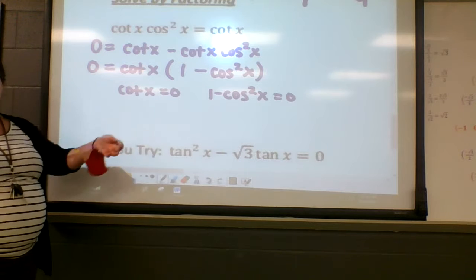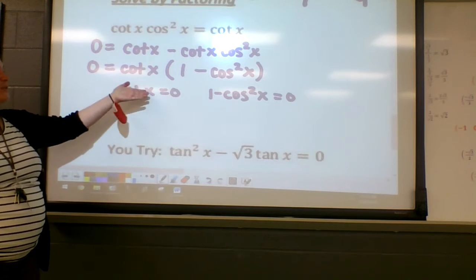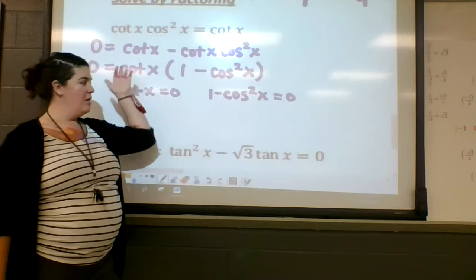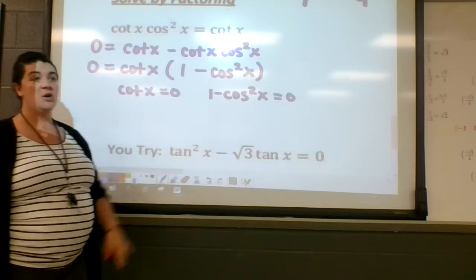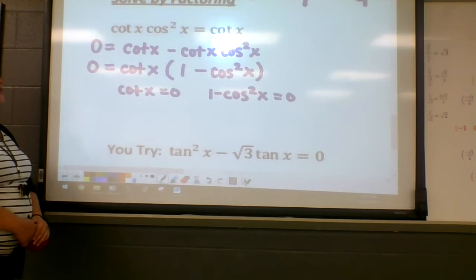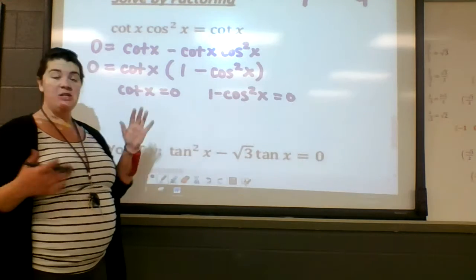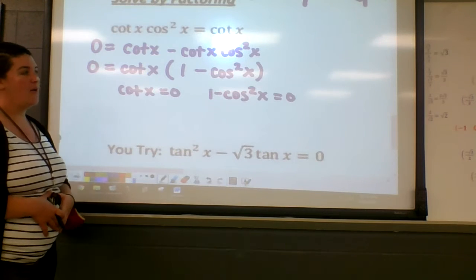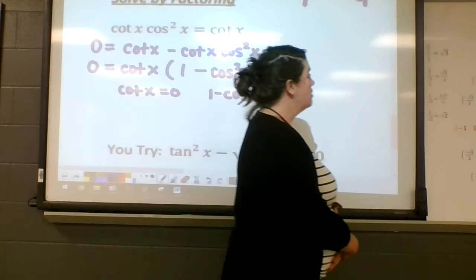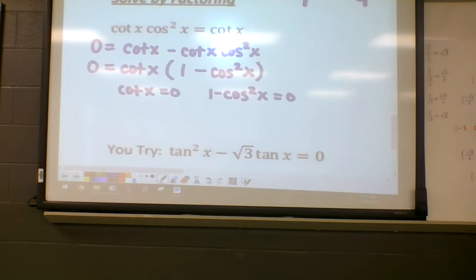So we have these two pieces now that could be equal to 0. And if this one's equal to 0, then it's a solution because the whole thing will be 0. And if this piece is equal to 0, then the whole thing will also be equal to 0. So we're going to solve each of these equations separate from each other. So where is the cotangent equal to 0 at? Cotangent is cosine over sine. So it's wherever the cosine is equal to 0, right? So cosine equal to 0 at pi over 2 and 3 pi over 2. Y'all okay with that one? Pi over 2, 3 pi over 2.